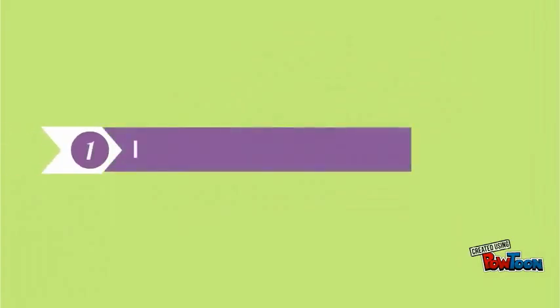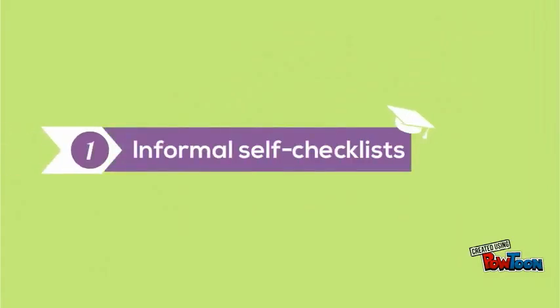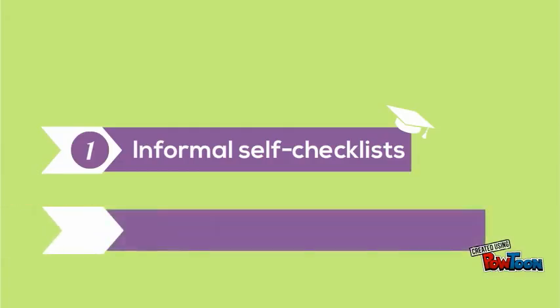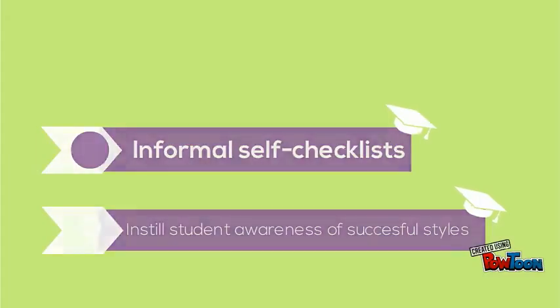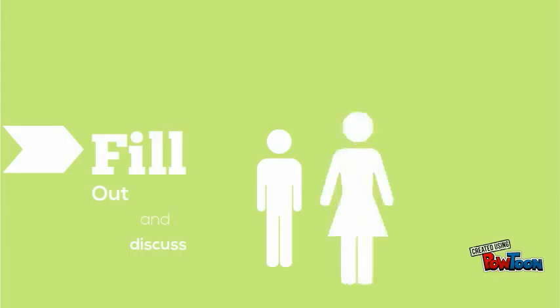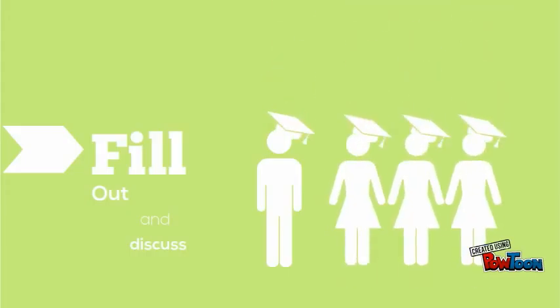Number 1. Informal self-checklist. This is one effective way to instill student awareness of successful styles in which students can just fill out and then discuss. Checklists are usually not formally scored or tallied. They just serve as focal points for discussion and enlightenment.